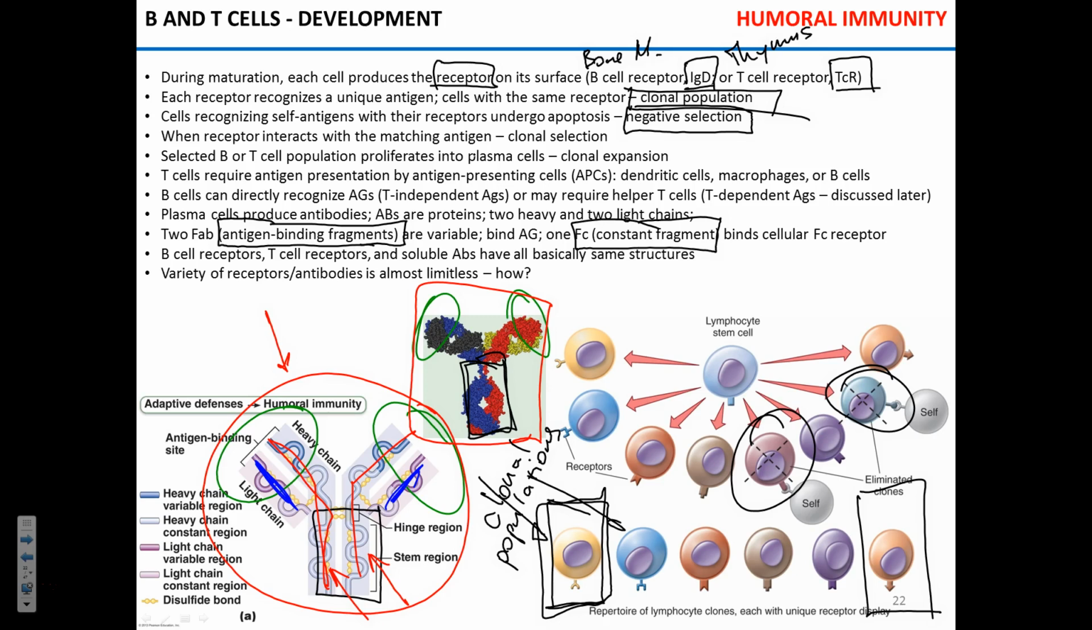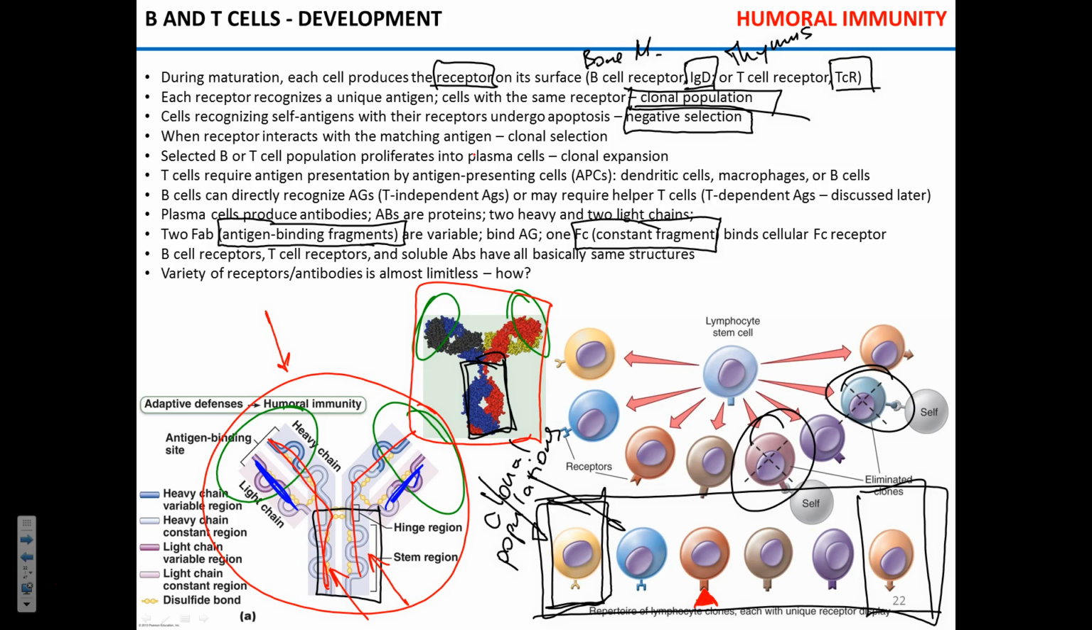So we got rid of all possible self-reactive cells, and we ended up with a number of clonal populations. At some point, one of these clonal populations will interact with the antigen that matches. Let's say the third from the left will interact with this antigen. Does that make sense? Now, this is the only population that will interact with whatever antigen we're talking about.